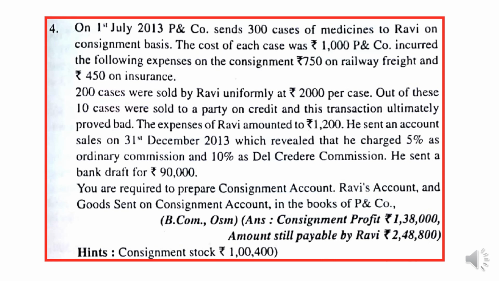He sent an account sale on 31st December 2013 which revealed that he charged 5% as ordinary commission and 10% as del credere commission. Whenever the del credere commission is given, the bad debt loss will be incurred by the consignee. Therefore, 10 cases were sold to a party on credit and the transaction ultimately proved bad. We don't consider this transaction. Right? He sent in bank draft for 90,000. You are required to prepare consignment account, Ravi's account and goods sent on consignment account in the books of P&Co.